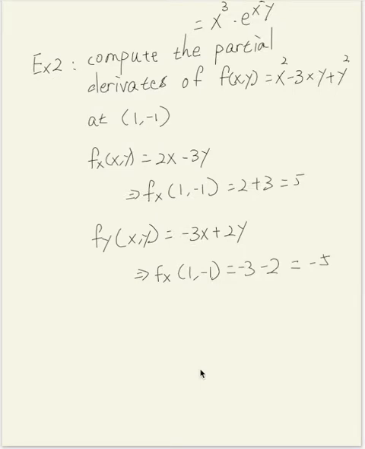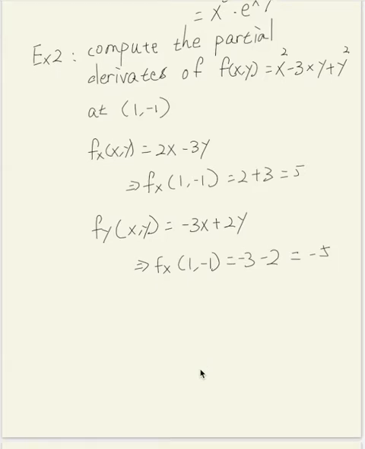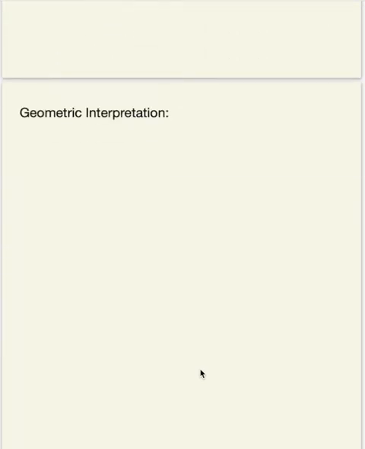Now we know the definition of the partial derivatives and we've seen how to compute them. Let's take a look at the geometric interpretation of partial derivatives. Recall that in the simple 1D case that you're probably used to, the derivative of the function at a point is the slope. It's the rate at which the function increases or decreases.